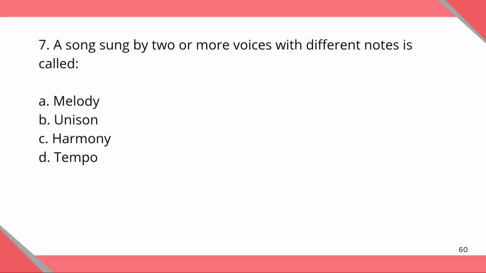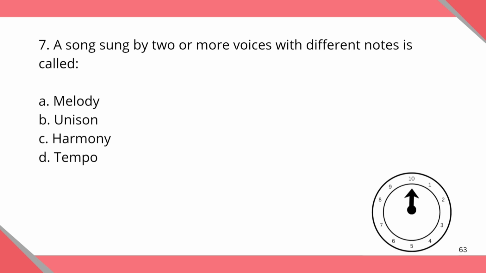Number 7. A song sung by 2 or more voices with different notes is called letter A. Melody, letter B. Unison, letter C. Harmony, letter D. Tempo.